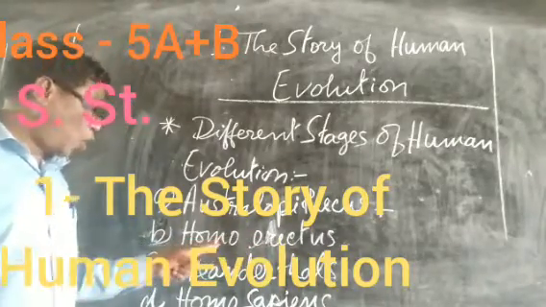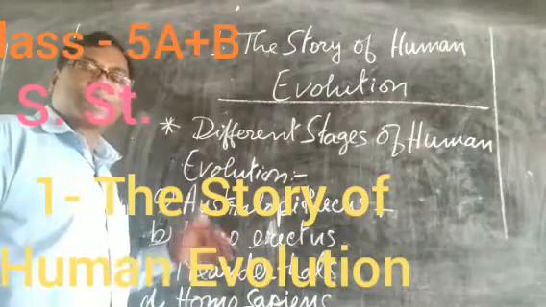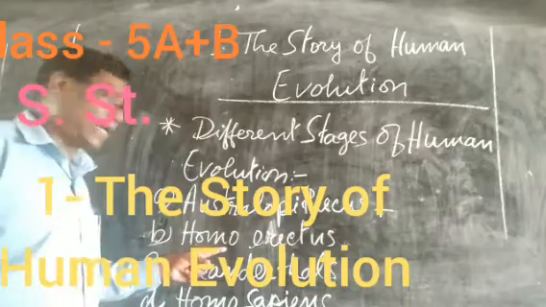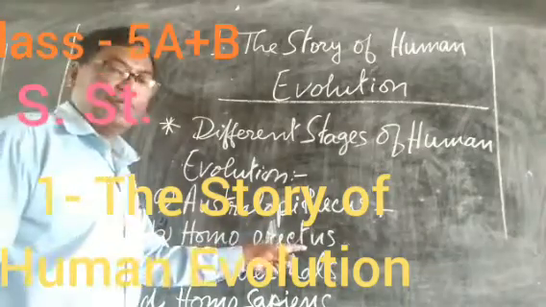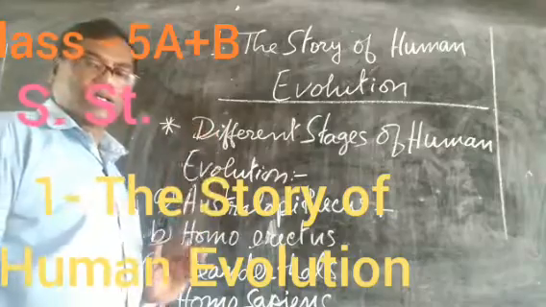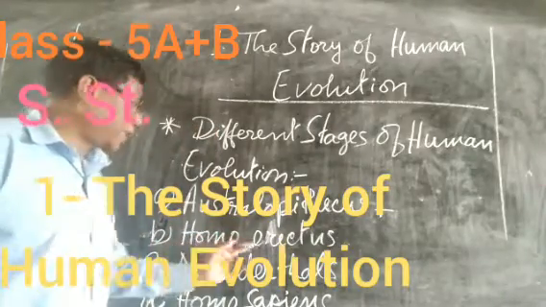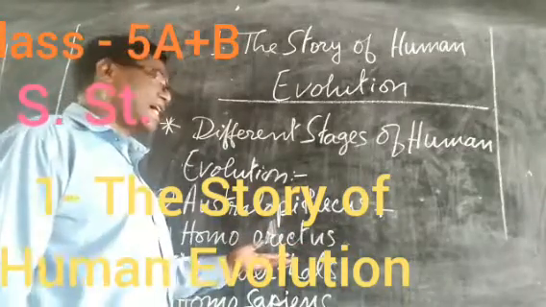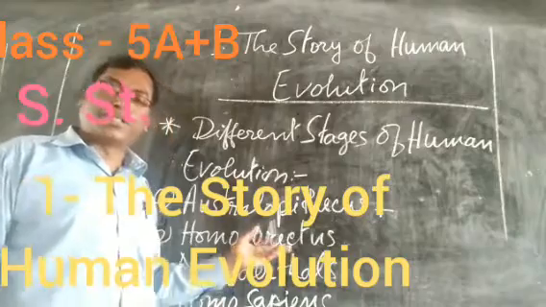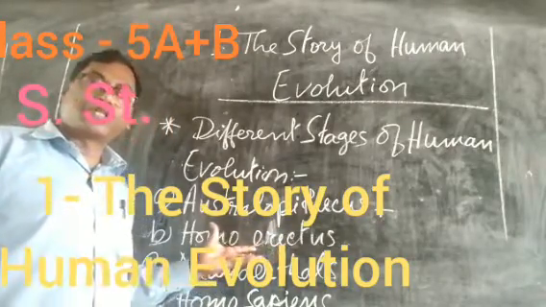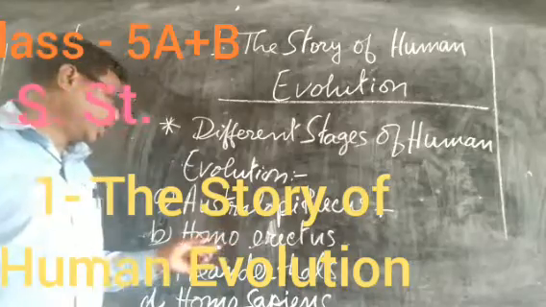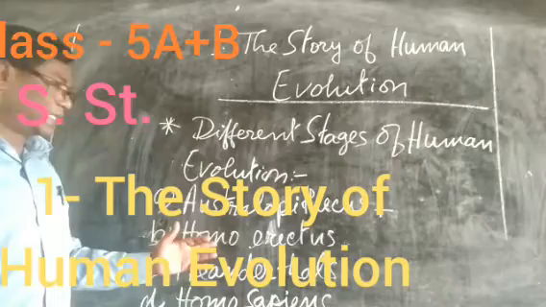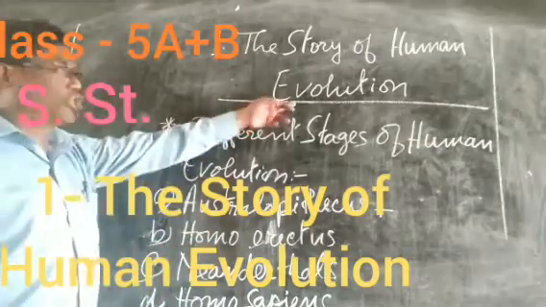The second one is Homo erectus. Homo means same or self. Erectus means standing upright. So by this name you can understand what kind of features, what was the stature, what was the state of a human living at that period of evolution.